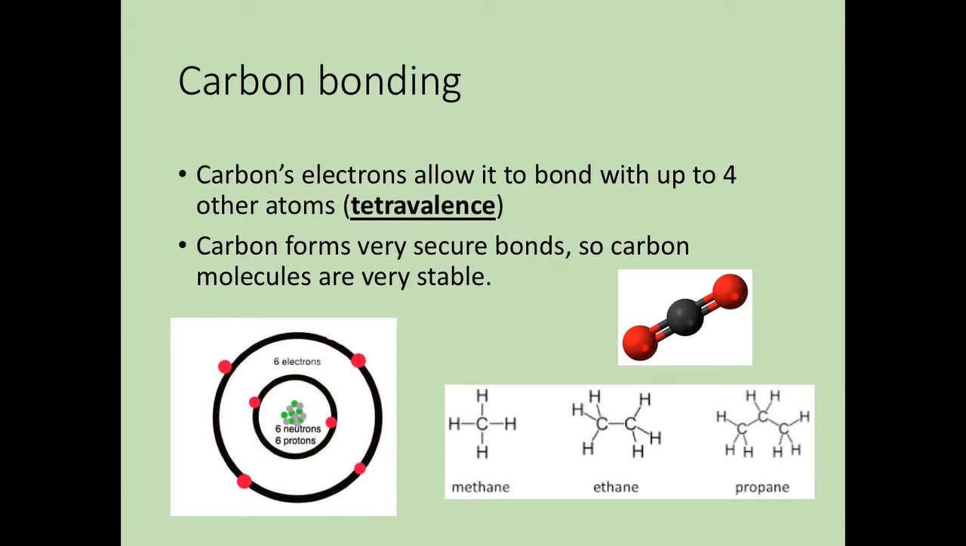Carbon has 4 electrons on the outside, you can see those 4 red dots, that allow it to bond to up to 4 other things. And that's kind of a big deal, because that means it can make 4 different bonds. So it could do 4 individual bonds where it bonds to 4 different things, or it could do 2 double bonds, or a triple bond and a single bond, or a double bond and 2 single bonds. So there's lots of different ways that carbon can make bonds, and those 4 bonds are called tetravalents, where tetra means 4.